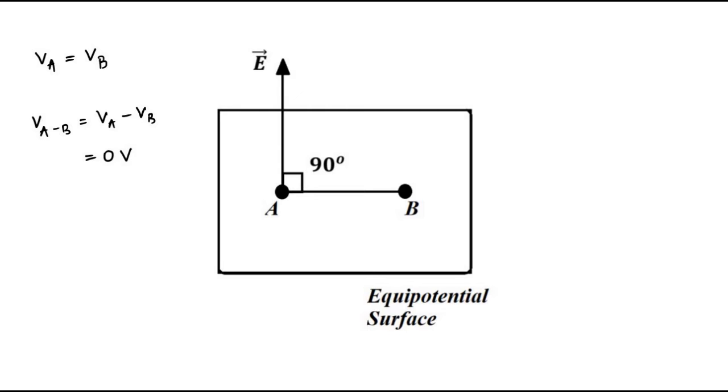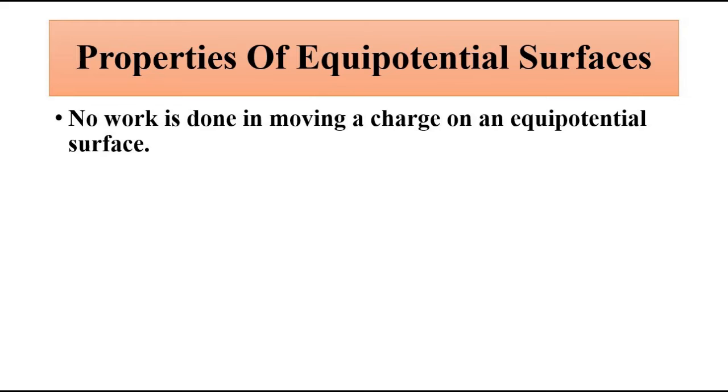So, properties of equipotential surfaces. First one: no work is done in moving a charge on an equipotential surface, or we can put it another way, the work done in moving a charge on an equipotential surface is 0.